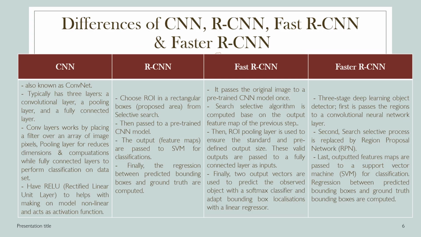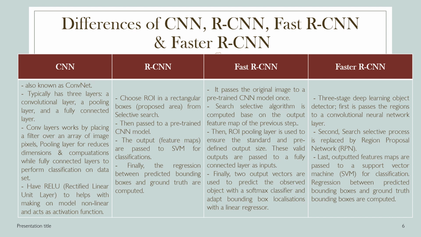So next, I will explain the difference between CNN, RCNN, Fast RCNN, and Faster RCNN. What is the difference of all those techniques? Okay, so for CNN, also known as convolutional net, CNN typically has three layers: first a convolutional layer, second a pooling layer, and third a fully connected layer, FCL. Convolutional layers work by placing a filter over an array of image pixels, the pooling layer reduces dimension and computation, while fully connected layers perform classification on the dataset.